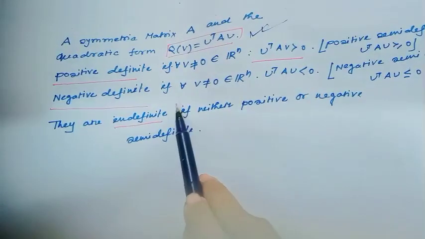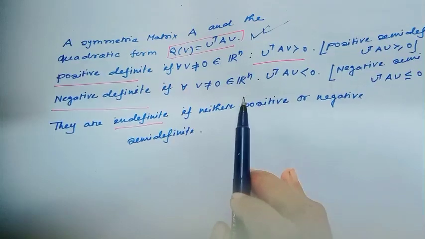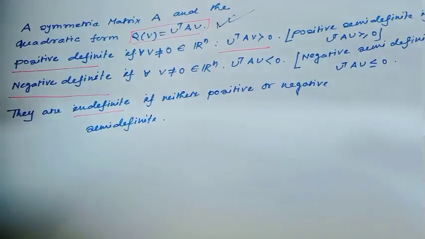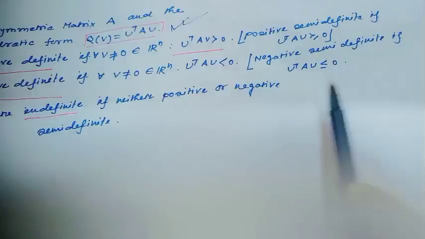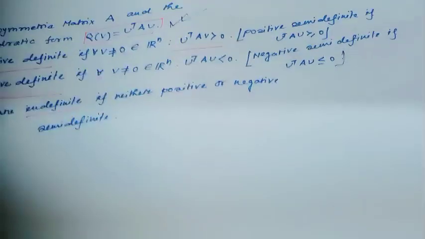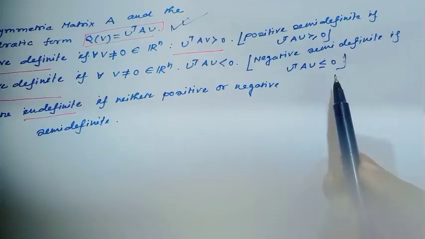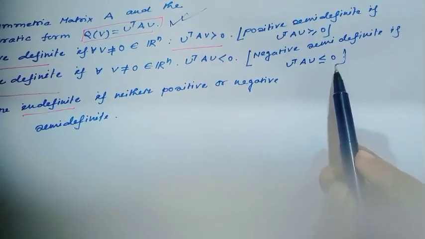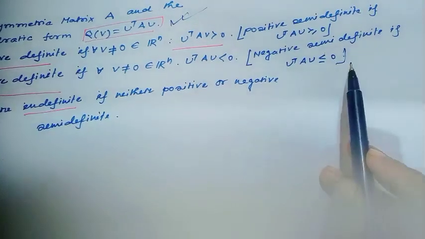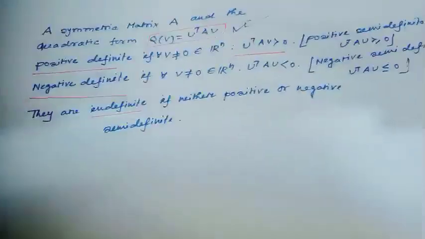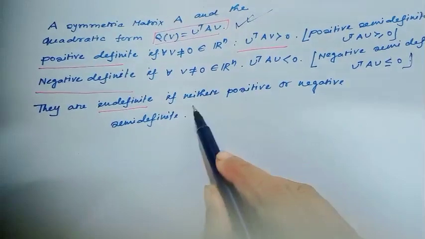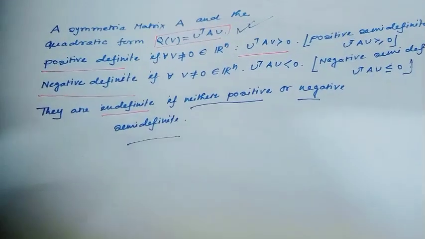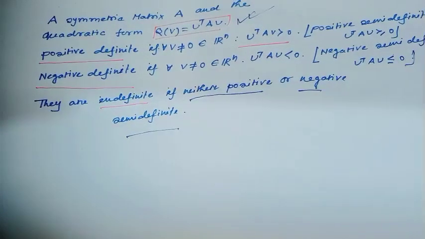And negative definite if for all non-zero vectors v in Rn, v transpose A v is strictly less than 0. And negative semi-definite if v transpose A v is less than or equal to 0, that means it equals 0 when v equals 0. And indefinite if it is neither positive nor negative semi-definite, then we can tell the form is indefinite.